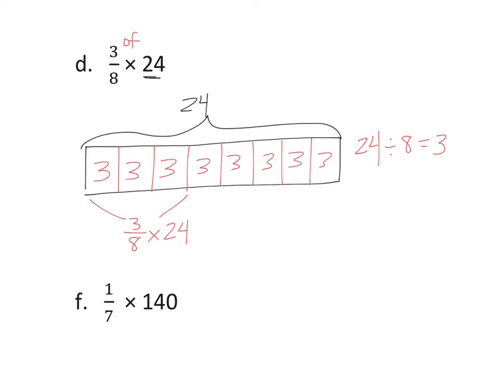In all those 3's, we wrote 8 of them, all those 3's, that would equal 24. And so what is 3/8 of 24? Well, you have 3 plus 3 plus 3, and that's going to give us the answer of 9.